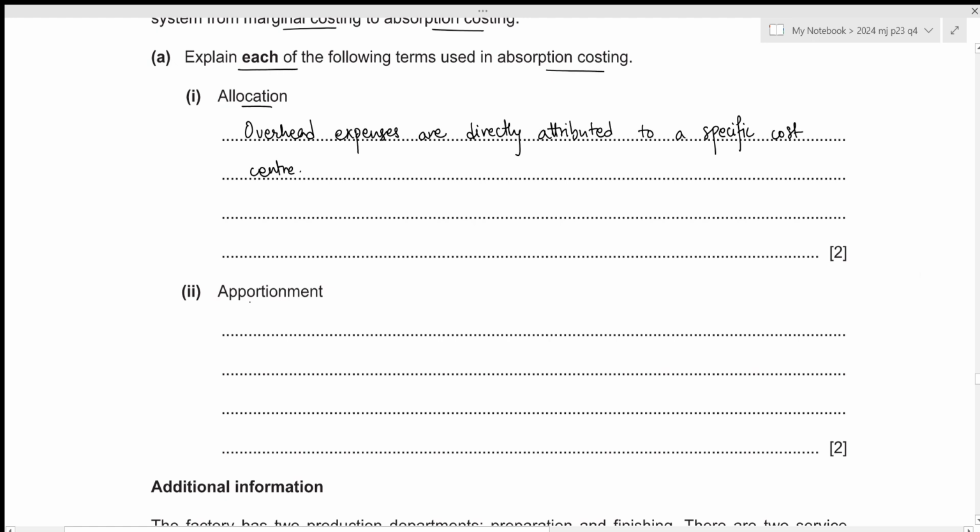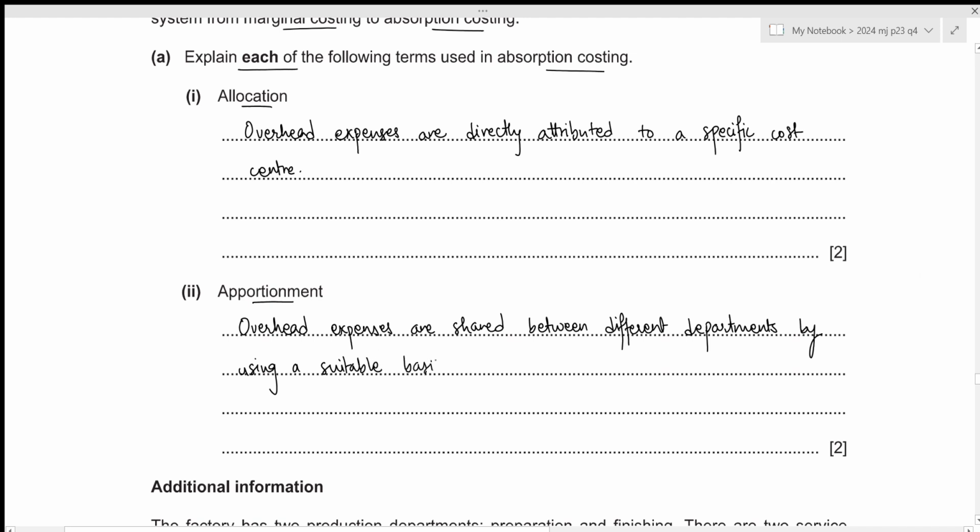Then for the second one, we have apportionment. Apportionment is when the overhead expenses are shared between different departments by using a suitable basis. Let's write it down. Overhead expenses are shared between different departments by using a suitable basis. That is all for the first part. Let's move towards the next one.